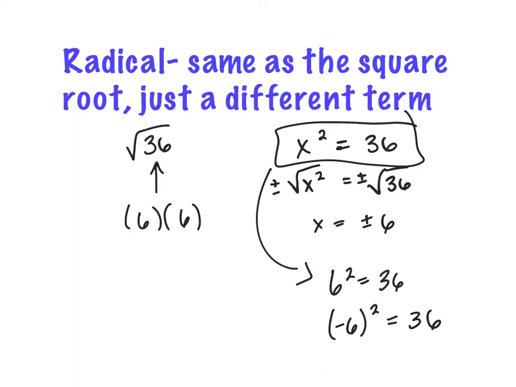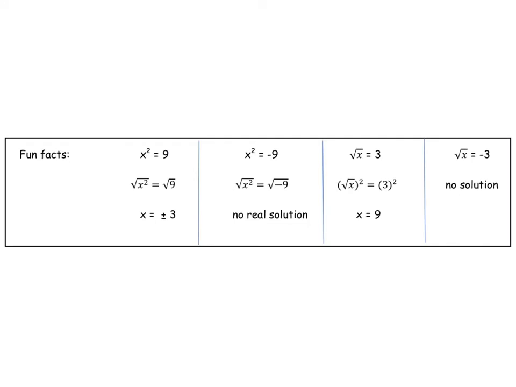What I don't want you to get confused on is this: if I'm solving a quadratic with x squared and I take the square root to solve, my answer is going to be positive or negative. But if I am taking the square root of just a number, my answer is always positive. So that can be a little bit confusing. So let's talk about it on the next one.